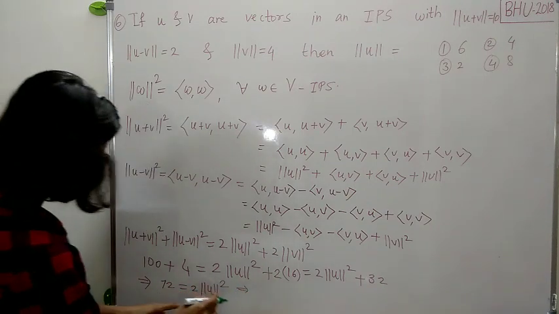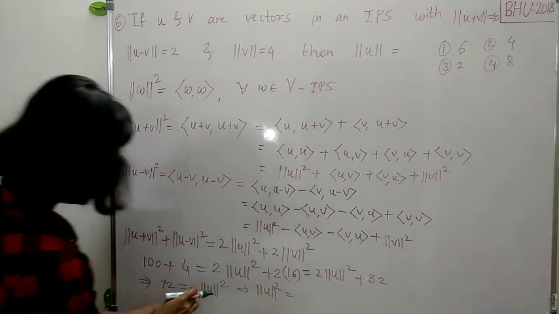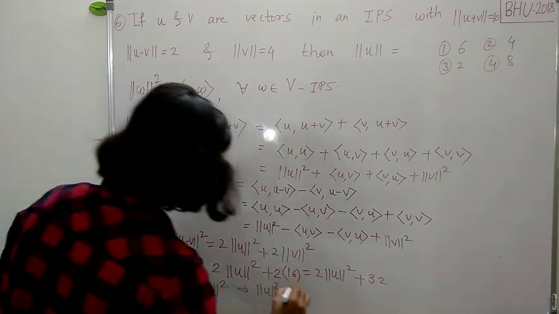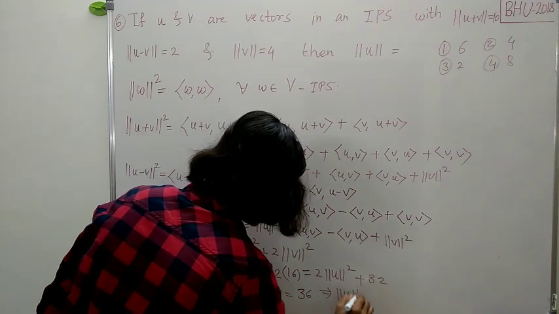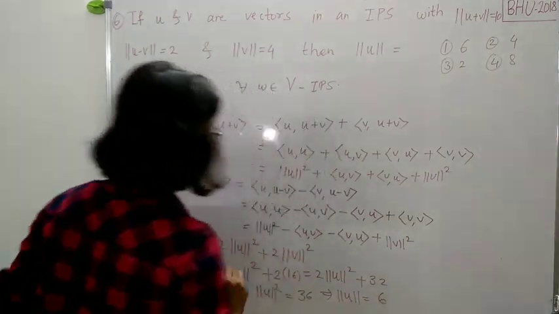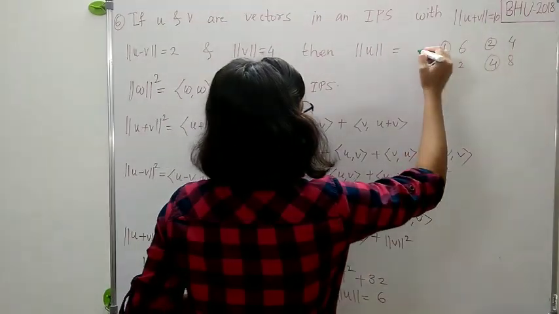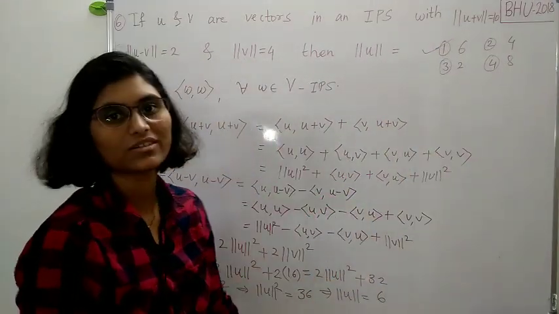This gives us norm of u square is equal to 72 by 2, which is equal to 36, and hence, taking the square root on both sides, we get norm of u is equal to 6. So the first option is the correct option.